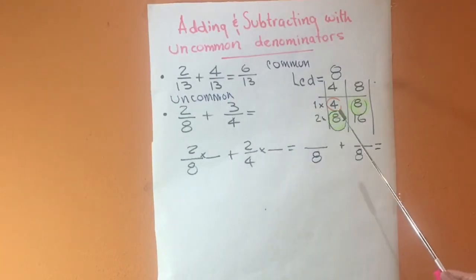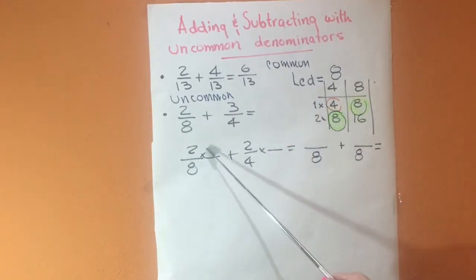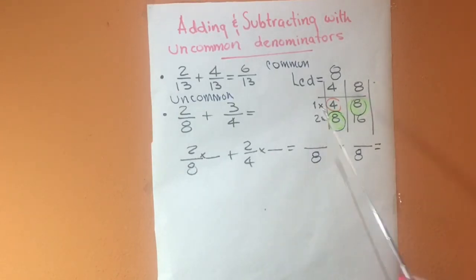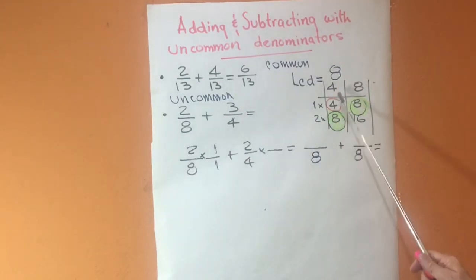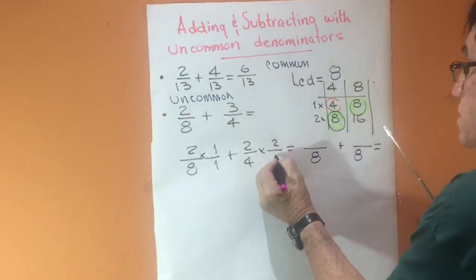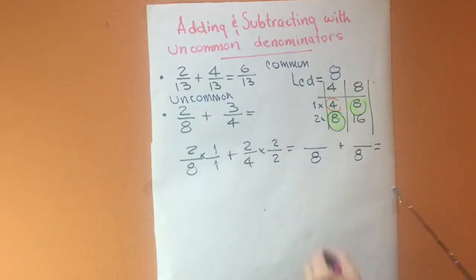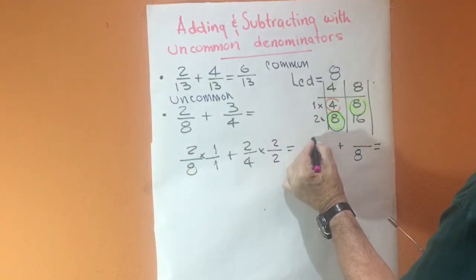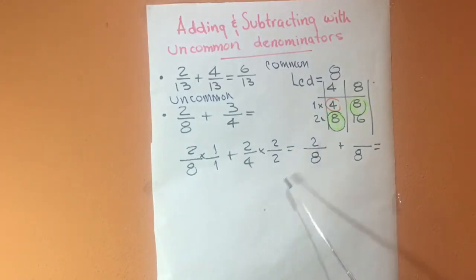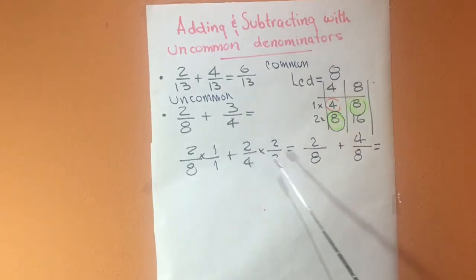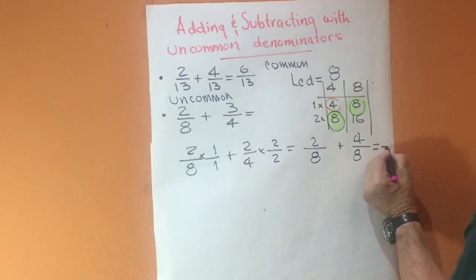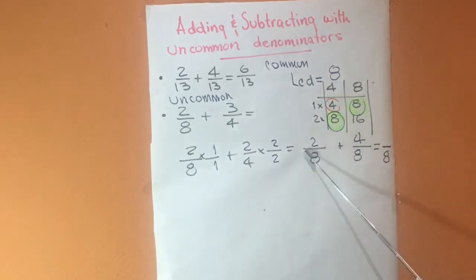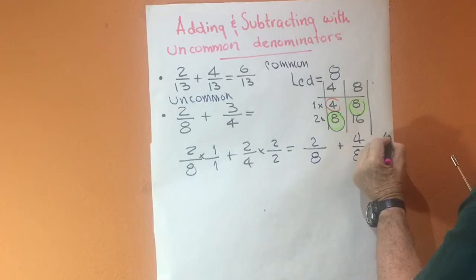But I have to multiply this fraction with this factor. This will be 1 and 1. And the factor of 4 should be multiplied by 2. What do I get? I get 2 times 1 is 2. 1 times 8 is 8. Okay, here we have 2 times 2 is 4. 4 times 2 is 8. So I have common denominators. If I add them, my answer is going to be 6 eighths.